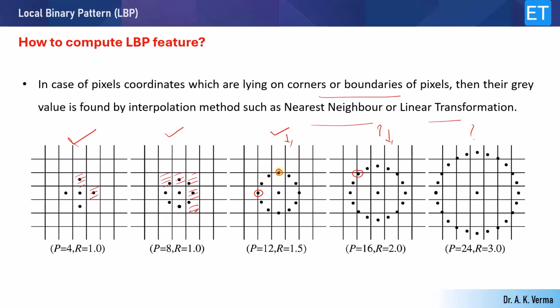So if they are lying on the boundary, then how to select the gray value of this neighbor? This one or this one? Similarly, when it is lying on the corner, again there is a problem how to select the gray value for this neighbor. So it says that you will find the gray value of this neighbor with help of the interpolation. You can use either nearest neighbor interpolation or the linear transformation. That is suggested by Timo Ojala in his paper.